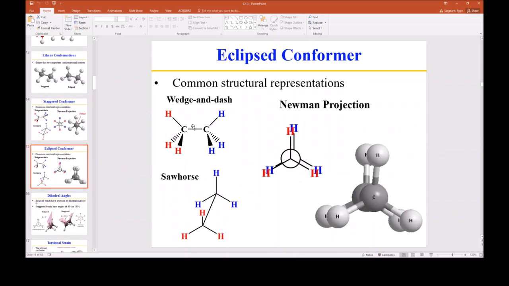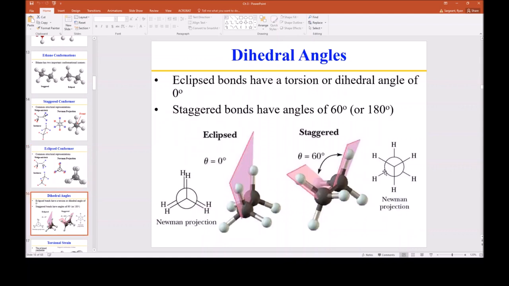The eclipsed conformation, we saw the wedge-dash diagram for this. Here's a better-looking Newman projection of an eclipsed conformation, where you just tilt your perspective a little bit so that you can see that it is eclipsed. And then the sawhorse diagram is kind of the best of both worlds. It does allow you to think about what this looks like three-dimensionally, but it's just not used that often anymore. When describing these different conformations, what they like to talk about is something called a dihedral angle. And I believe this figure is taken out of your textbook. It is probably one of the least useful figures that I found in any textbook.